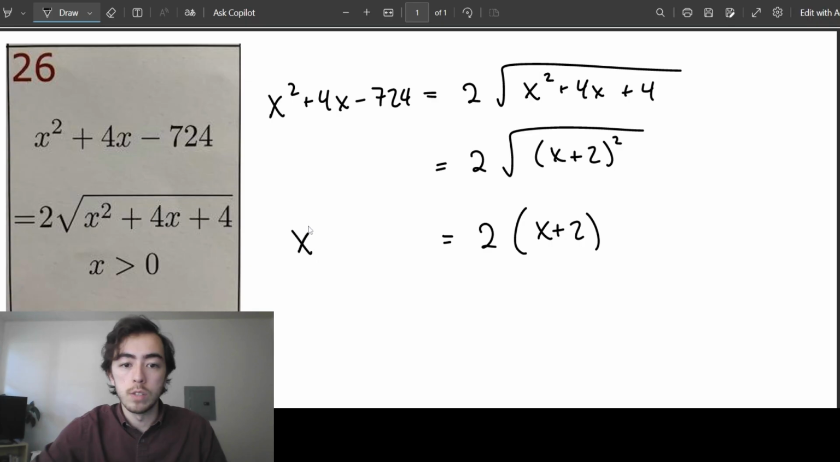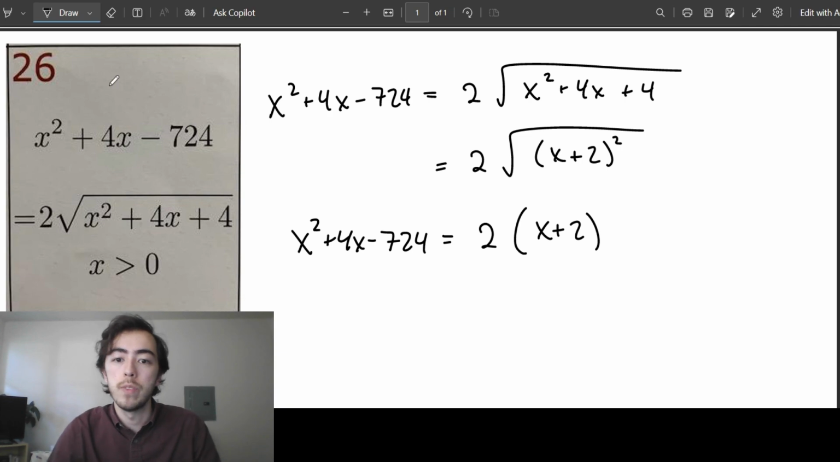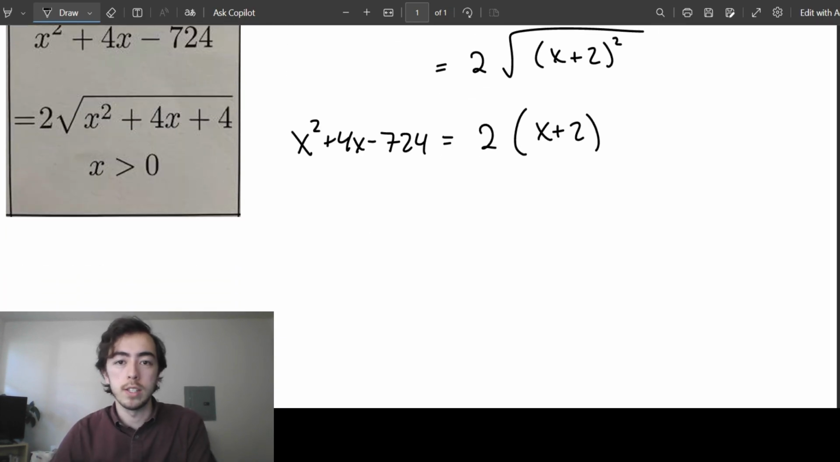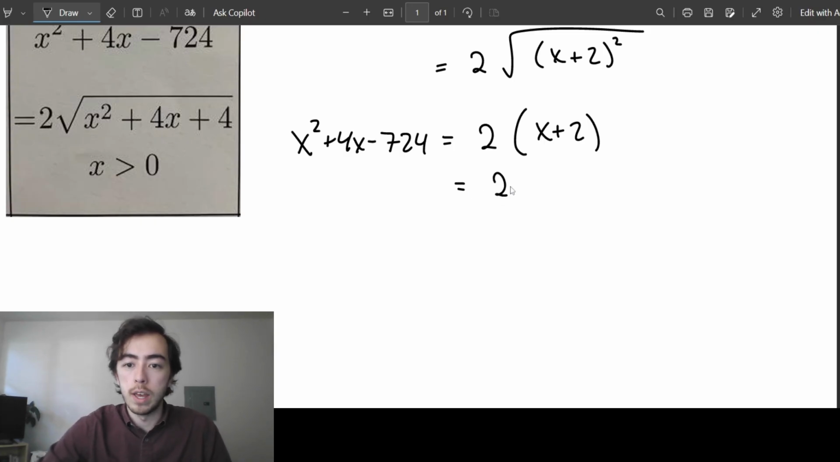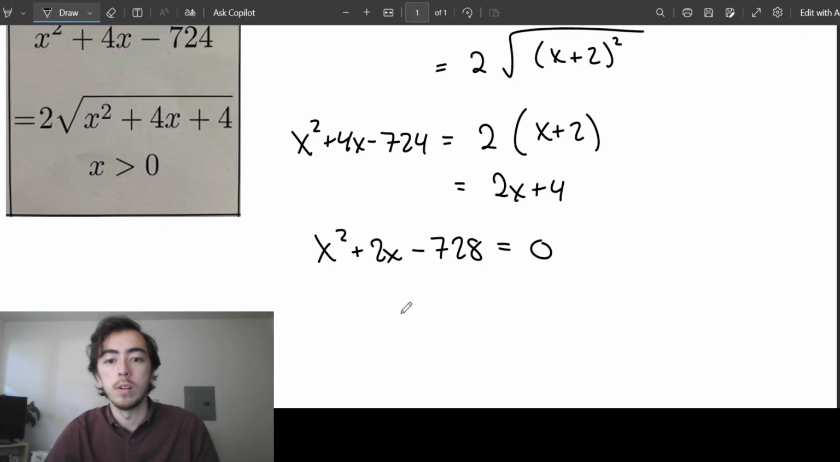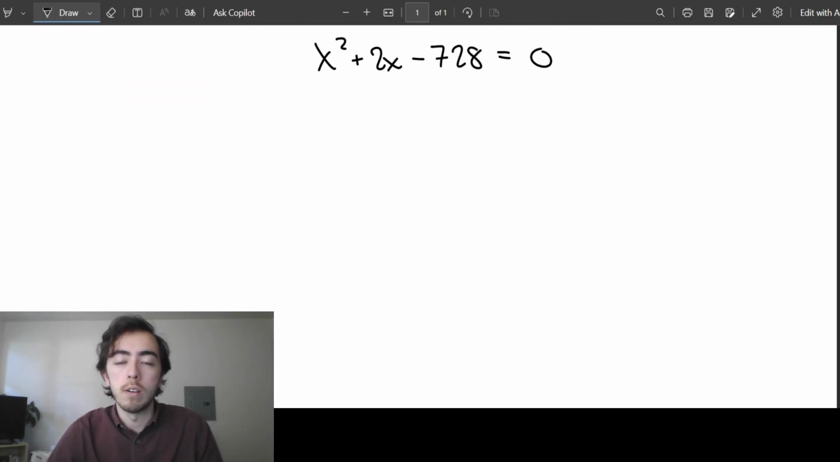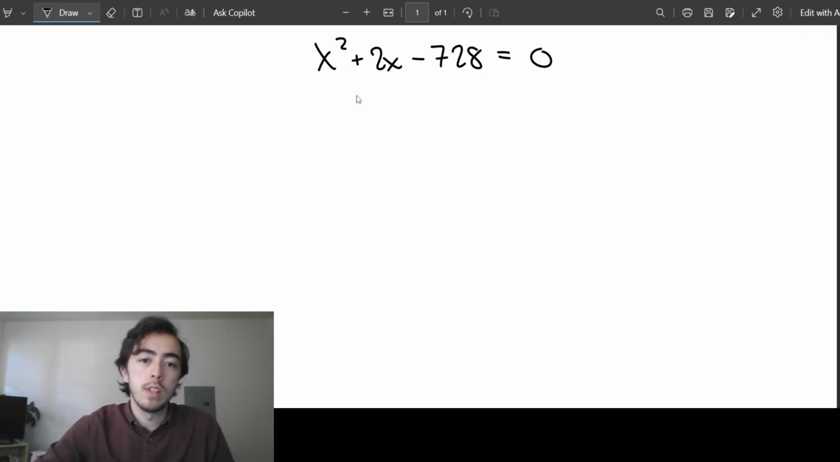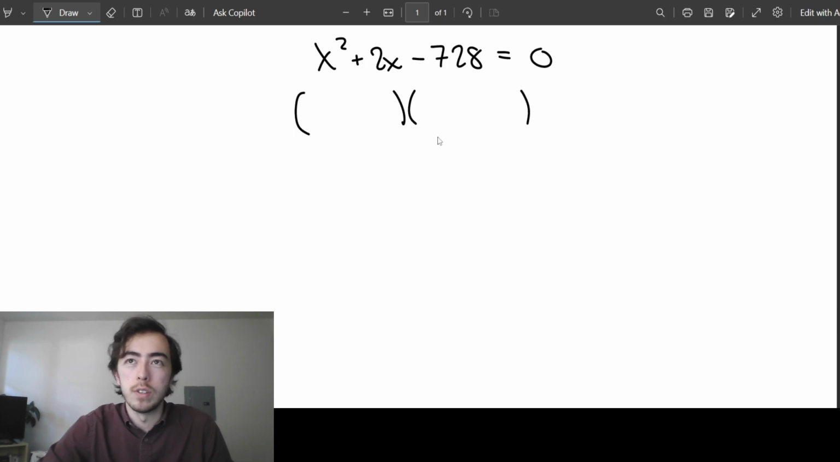On the left side, I could just rewrite that quadratic: x squared plus 4x minus 724. And usually when I'm working with quadratics, I like to set everything equal to 0 and see if I can factor it. So I will expand the right side, and then I'll subtract the 2x, and I'll subtract the 4. So I get x squared plus 2x minus 728, all equal to 0. And so now I need to figure out what two numbers multiply to 728 and add to +2.